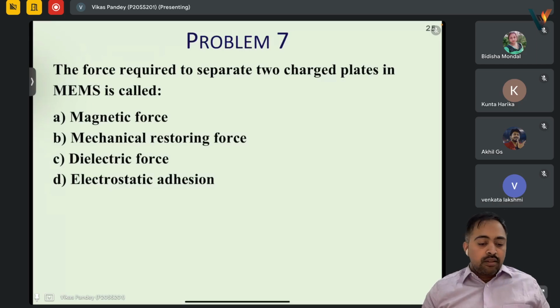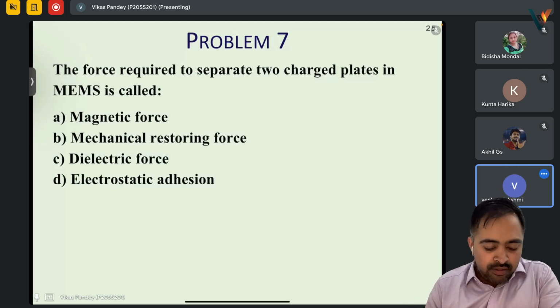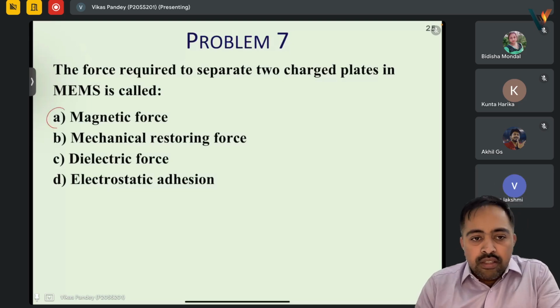Okay, let's solve this problem together. So, what are the two options that we can remove at first? Anyone? A and? Yes. A and what was the second option you were saying? Hello.